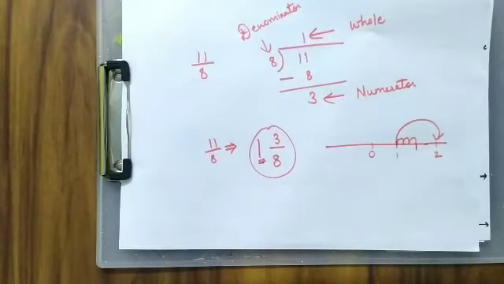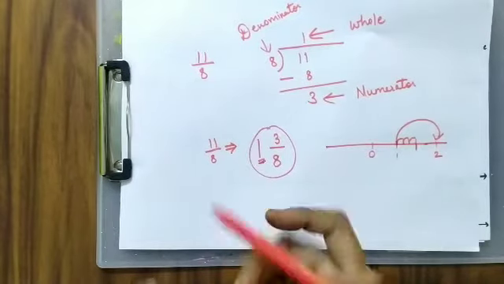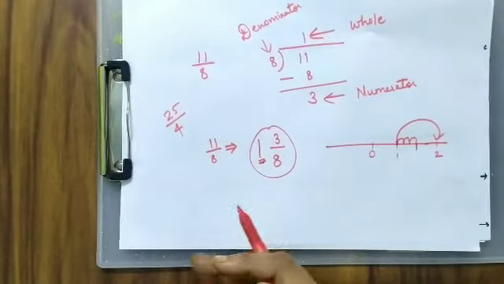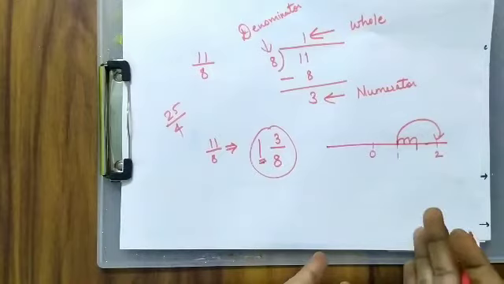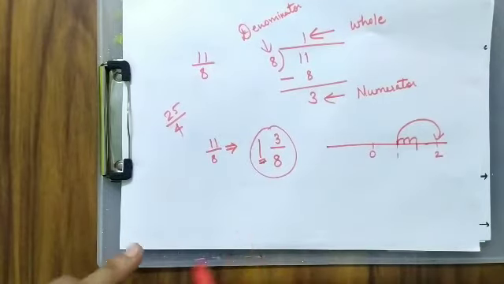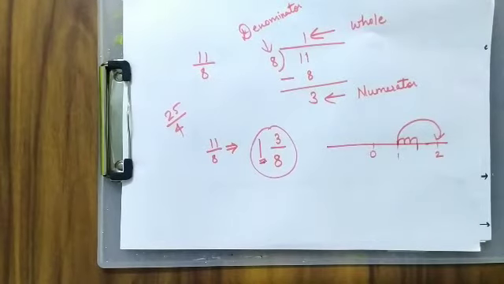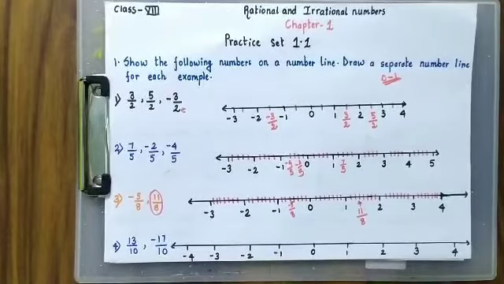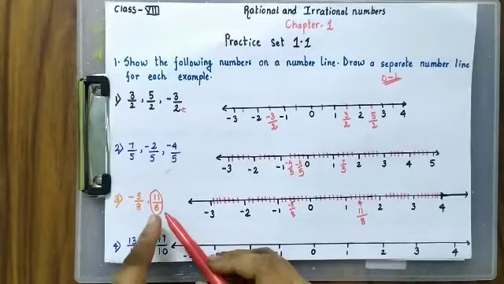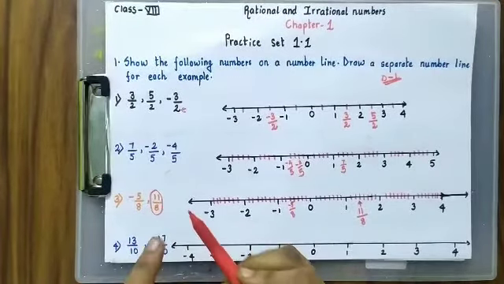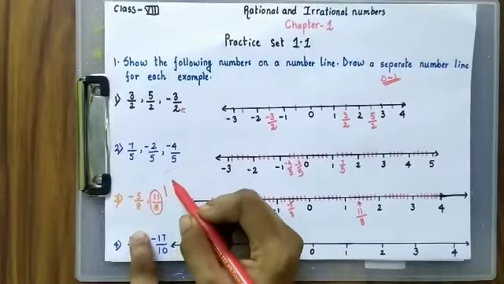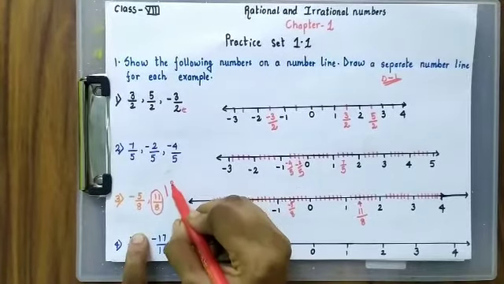When the numerator is quite big, that means if you get 25 upon 4 or something, then at that time you have to convert it into a mixed fraction and it becomes quite easy instead of counting 25 steps towards right from 0. So now let's see. We have converted 11 by 8 into a mixed fraction and we got the number as 1 3 by 8.